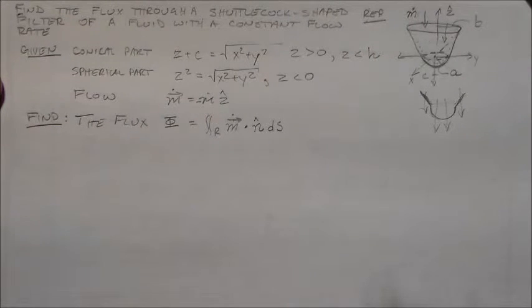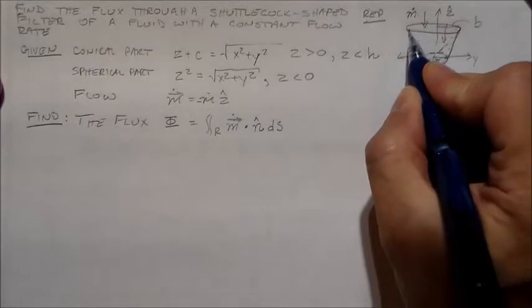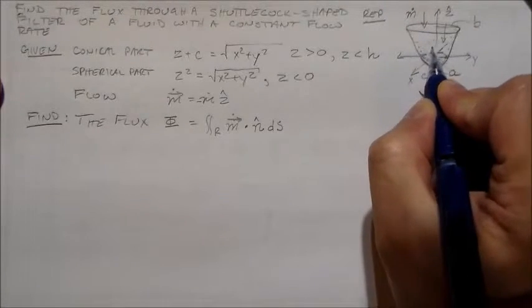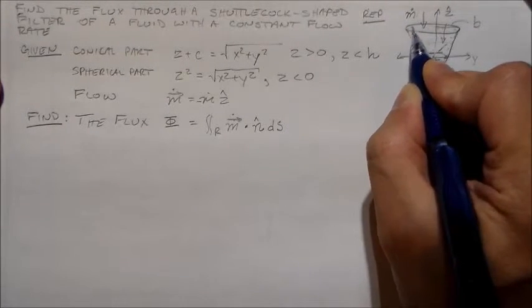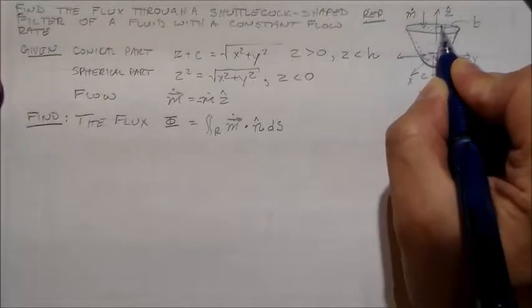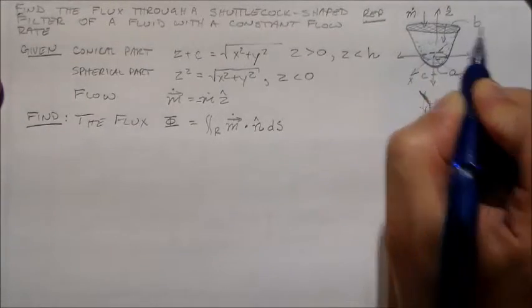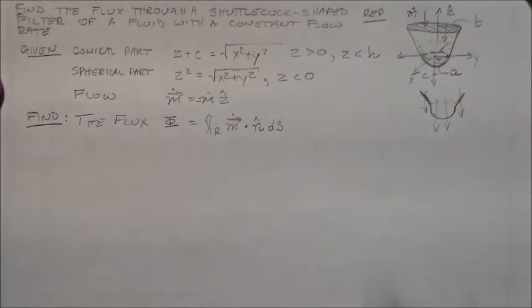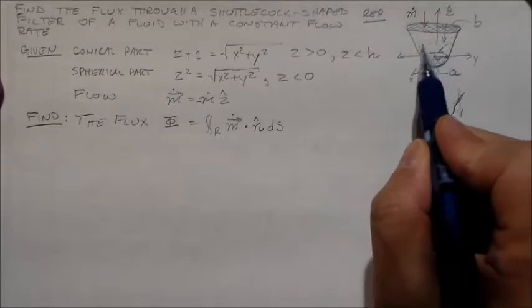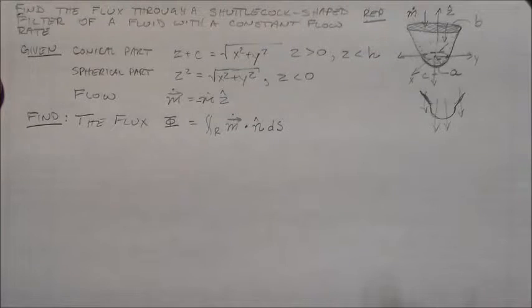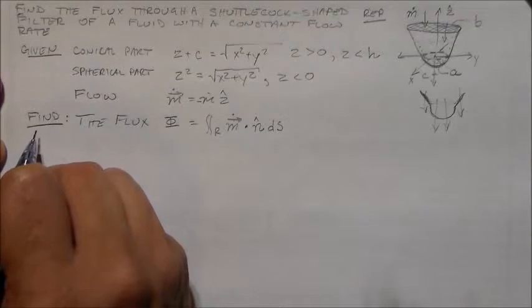Or maybe we could be sneaky. Why don't we be sneaky? Wouldn't it be better to be sneaky? So, since there's no source on the inside of this filter, what we could do is just find how much stuff is going in through here, and that's going to be exactly as much as going out through the rest of the thing. I think that would be a lot easier, don't you? Why don't we do the easier thing?